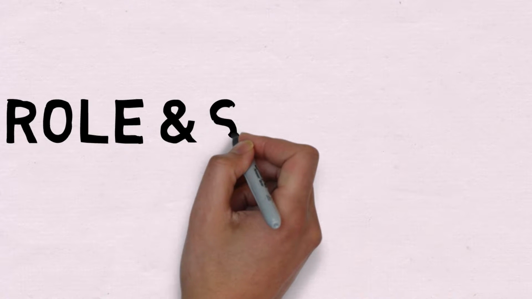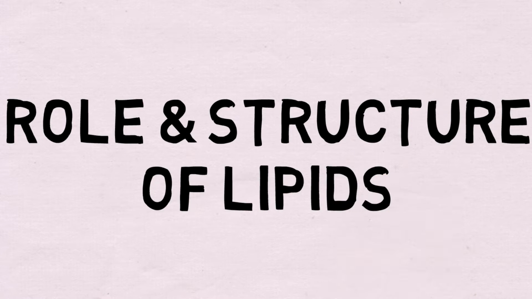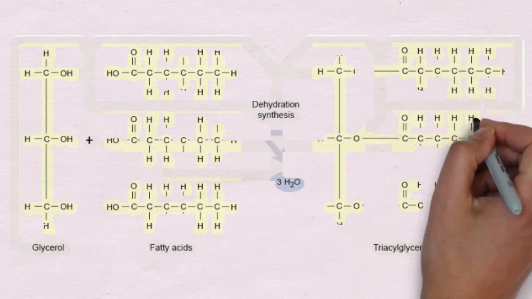In this video, we are going to be learning about the role and structure of lipids. Lipids are useful as energy storage, insulation in nerve cells, protection around organs, and as hormones. There are two main lipids that you need to know about. The first one is triglycerides.